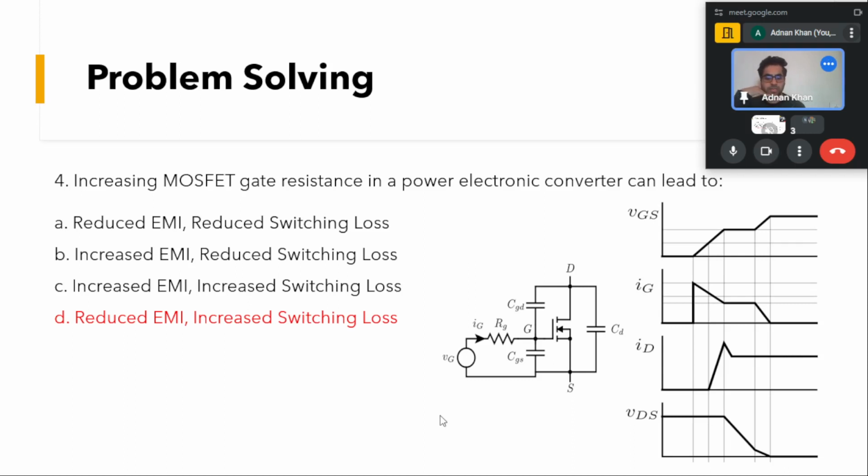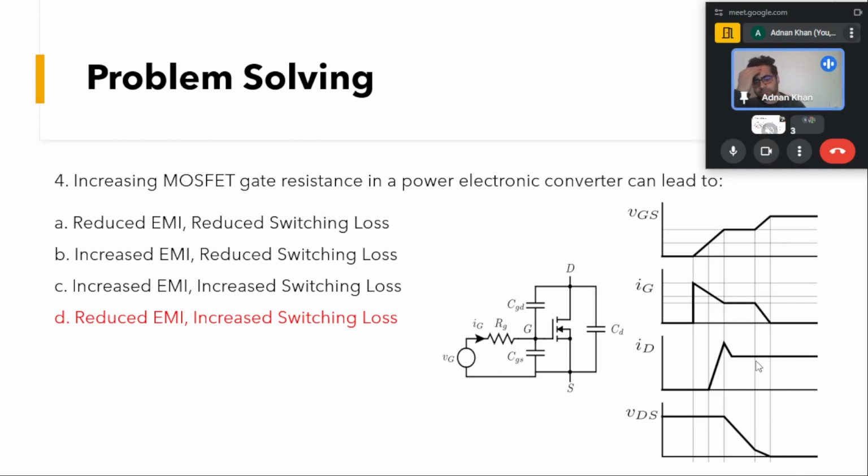Because of this, if the turn on time is increased, the current will change from one level to another level over a higher amount of time, thereby decreasing the di by dt. In a similar fashion, the voltage decreases from one level to zero in more amount of time, thereby decreasing the dV by dt as well.